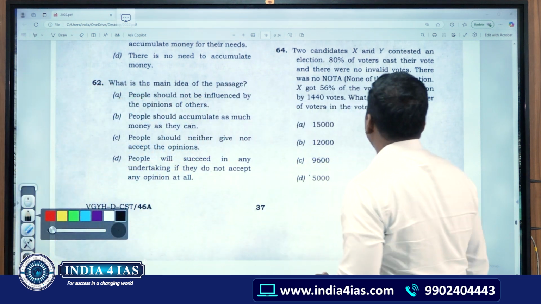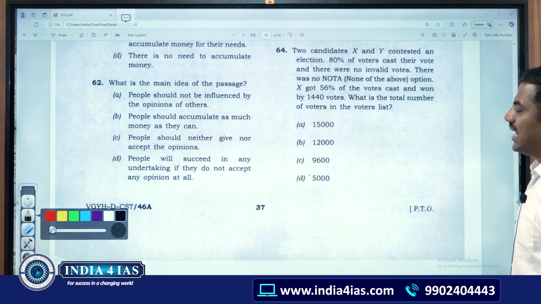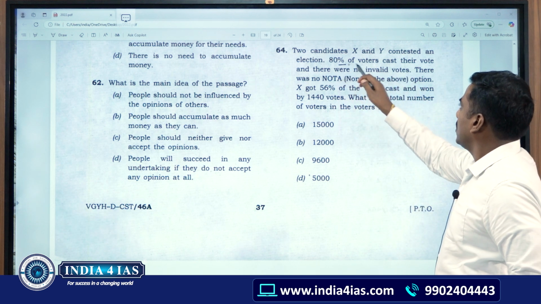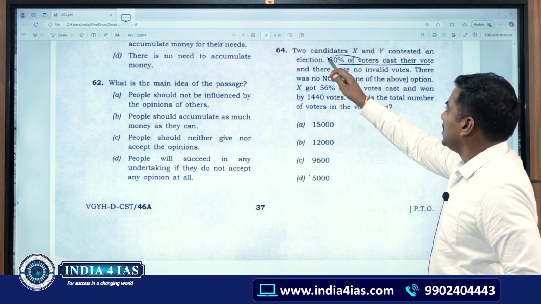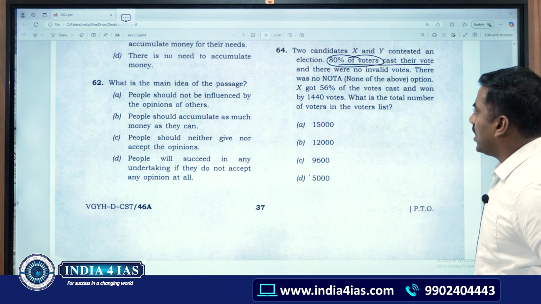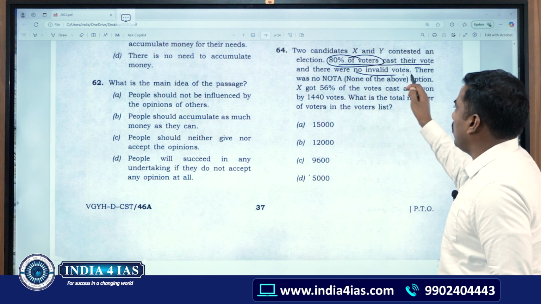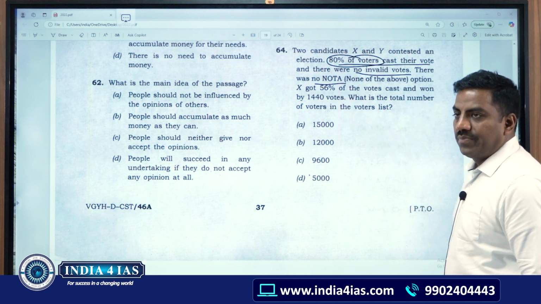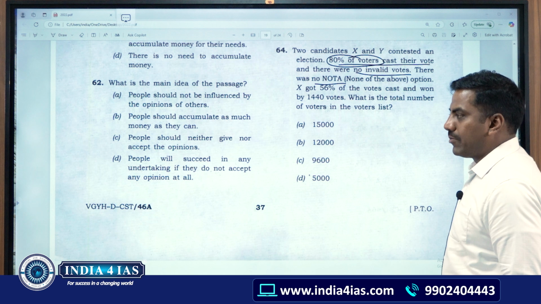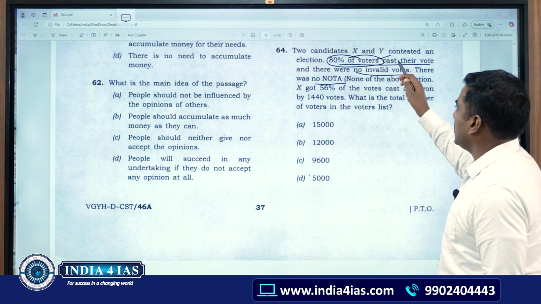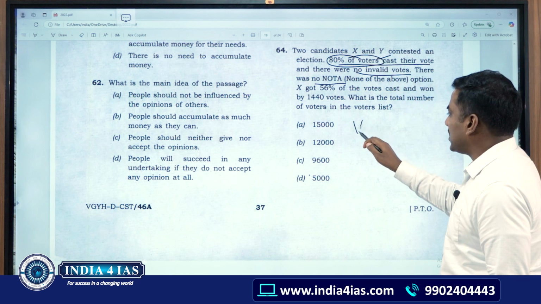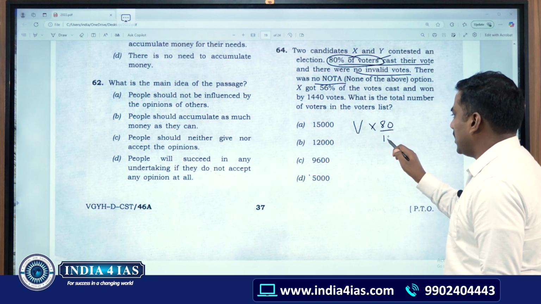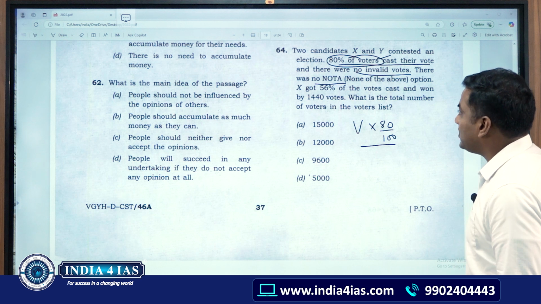Two candidates X and Y contested an election. 80% of the voters cast their vote, and there were no invalid votes. There was no NOTA. That means 80% of the voters cast their votes. So if the number of voters is V, 80% of them cast the vote. So this is the number of votes that we have got.